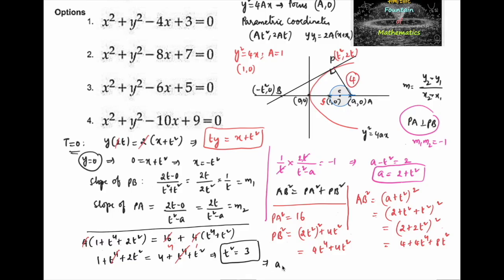So which implies a is equal to 2 plus t square, that is 2 plus 3, which is equal to 5. So we got the point A 5 comma 0 and A is 1 comma 0. So these are the two diametric endpoints. We can find the equation of the circle.